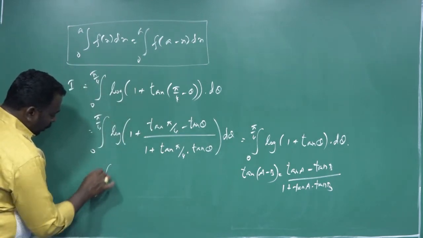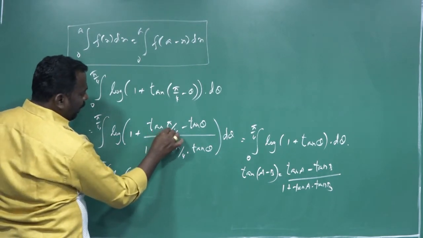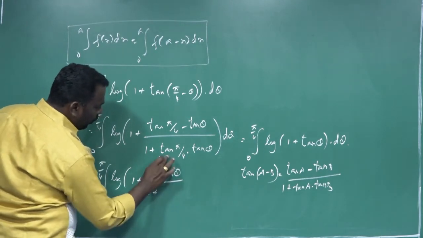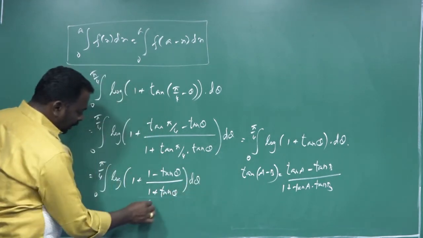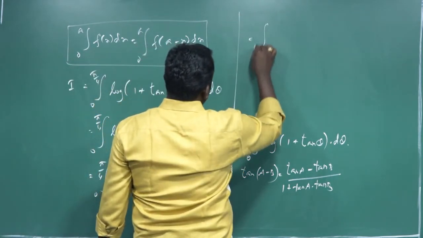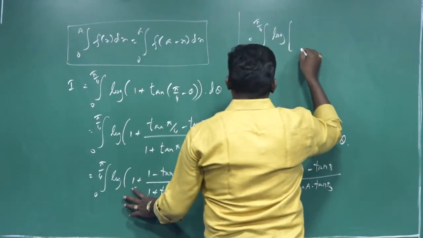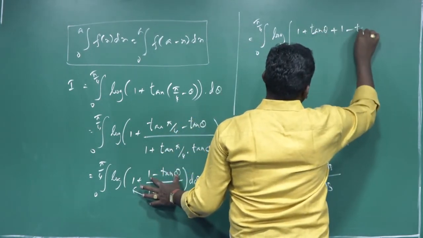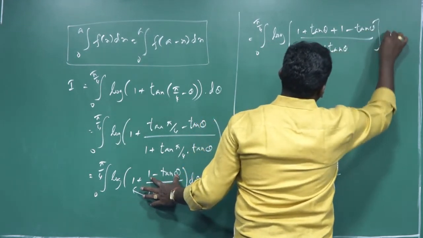That is equal to integral 0 to pi by 4 log of (1 plus tan pi by 4, whose value is 1, minus tan theta by 1 plus 1 into tan theta) d theta. Now just take the common denominator, multiplying the term by 1. Therefore the next line is integral 0 to pi by 4 log of ((1 plus tan theta plus 1 minus tan theta) in the numerator, with common denominator 1 plus tan theta) d theta.